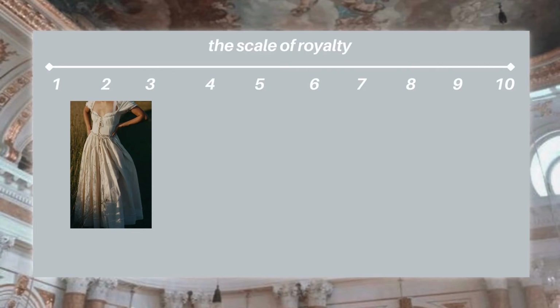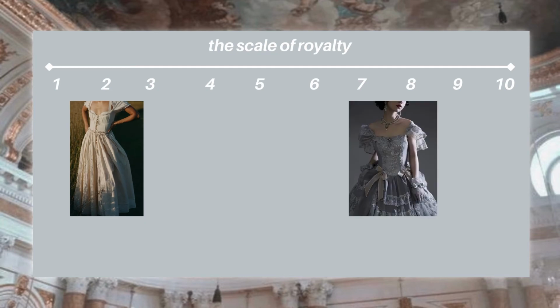First one that I'm going to be looking at is this white one. I'm going to put it rather low on the scale since it is a rather simple dress. The style of dress can almost fit into the cottagecore aesthetic and is definitely on the more simplistic side.